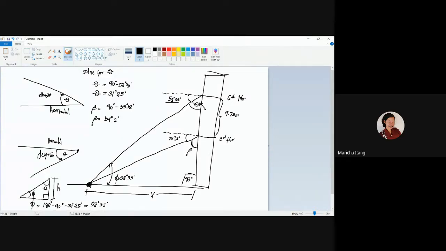So based on the angles that we solved, can you now solve the value of x? Can we solve the value of x, please? And then this is also equivalent to 90 degrees. Then solve the value of x.